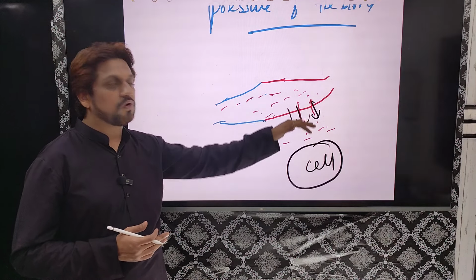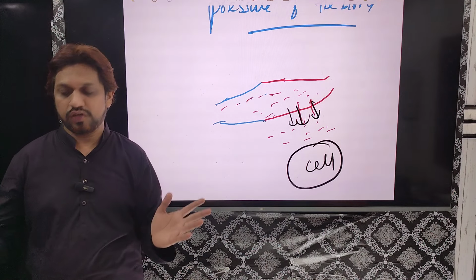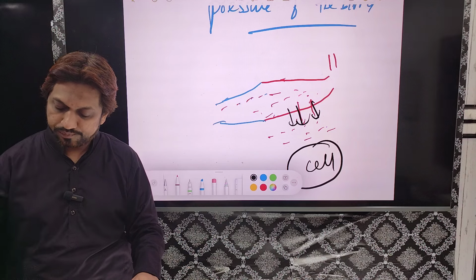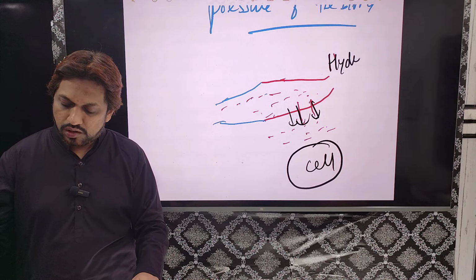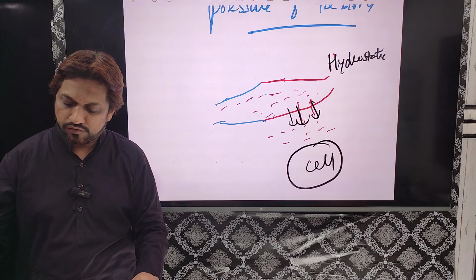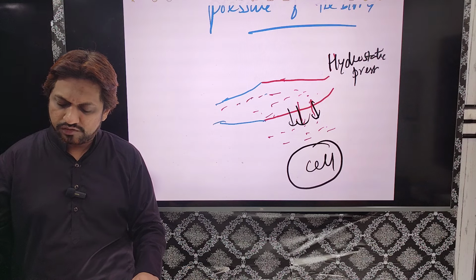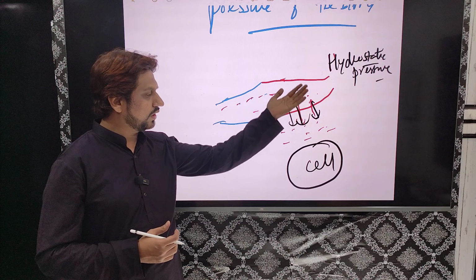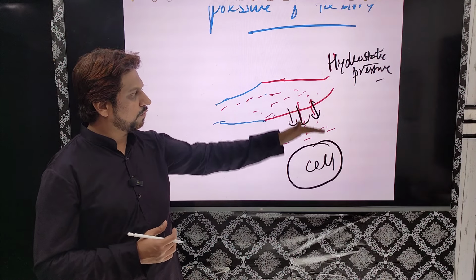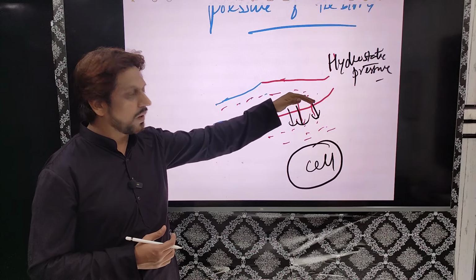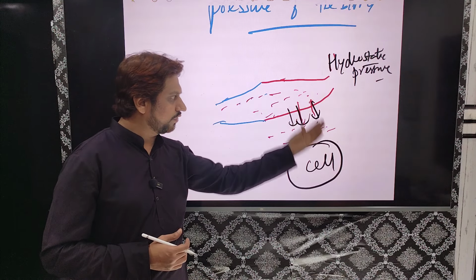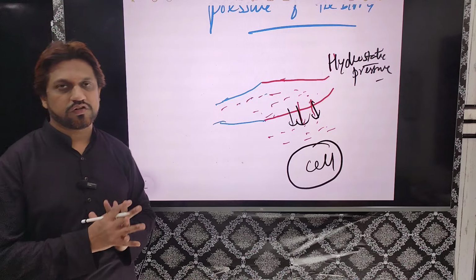The force which will help this blood to come out from this capillary bed into the interstitial region is known as hydrostatic pressure. Hydrostatic pressure is basically nothing but the blood pressure, the pressure which will help in transport of the fluid part of the blood, that is the plasma, to outside the capillaries, in the interstitium.